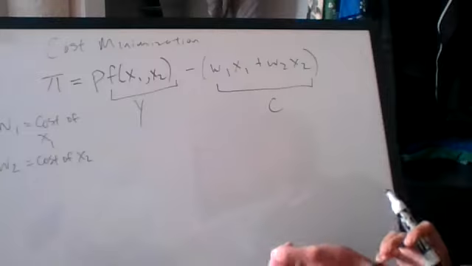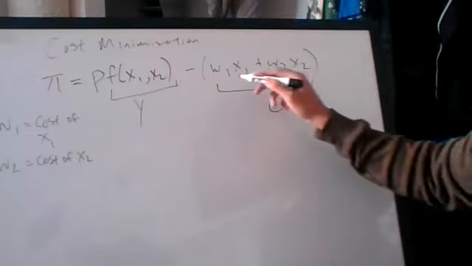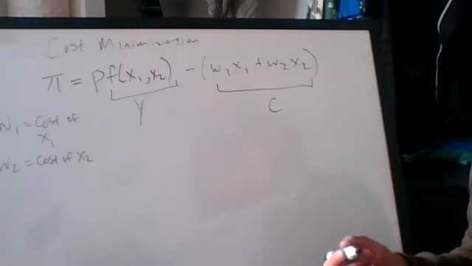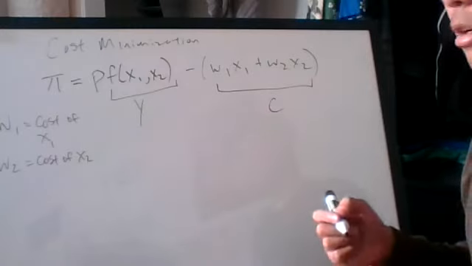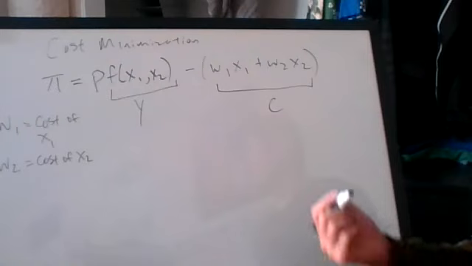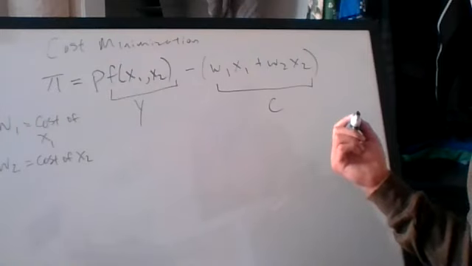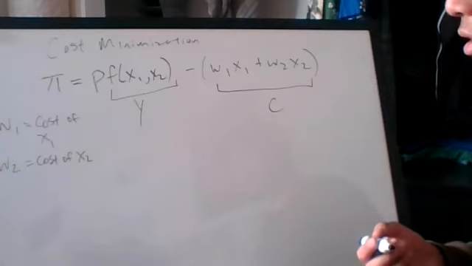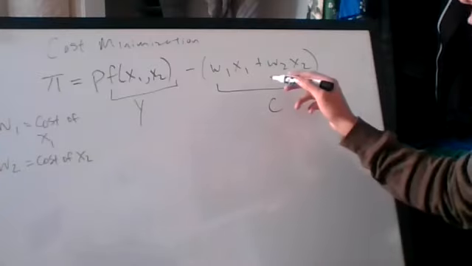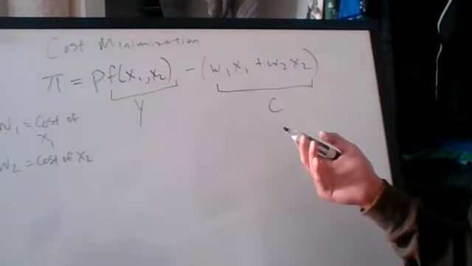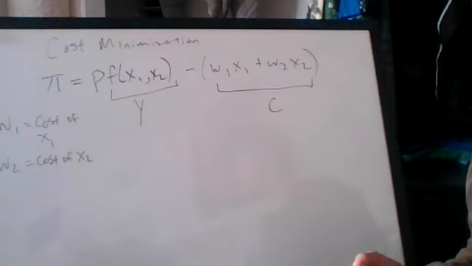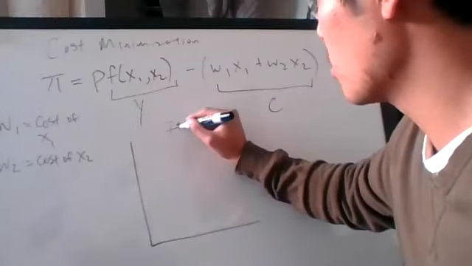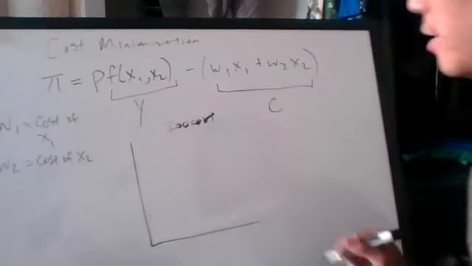And so I want to briefly introduce you to the concept of the ISO cost, right? So we already have been introduced to the ISO quant, right? Remember, ISO quant is basically anywhere on the ISO quant produces the same level of production. And so for the ISO cost, anywhere on that ISO cost costs the same amount of money, right? So let's look at the ISO cost, right?